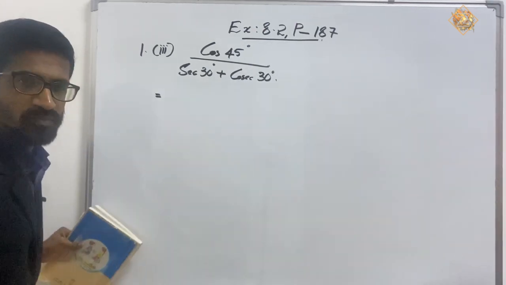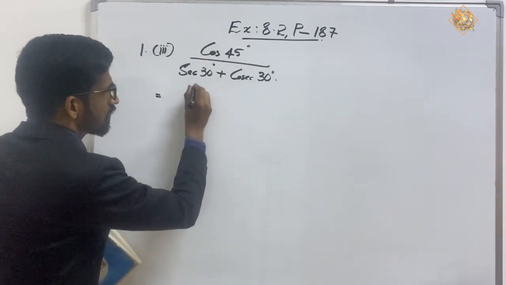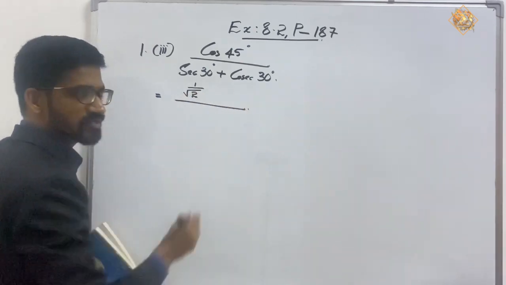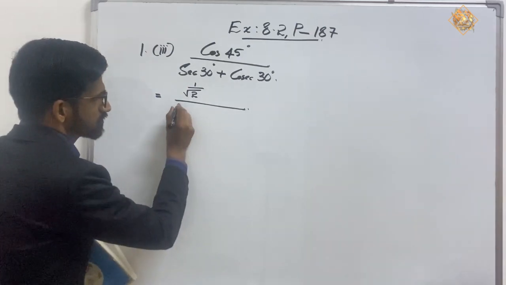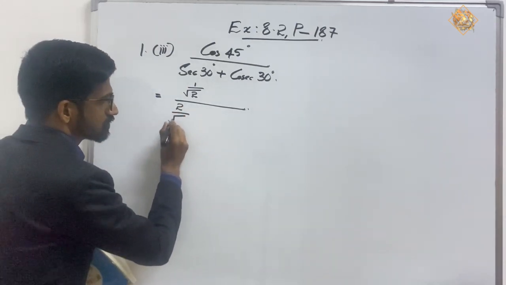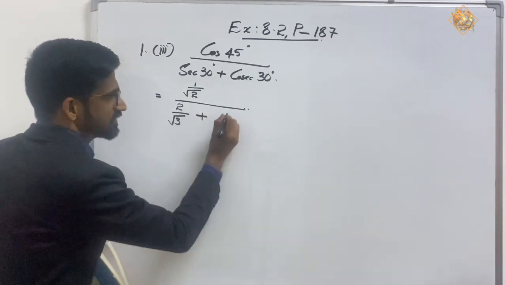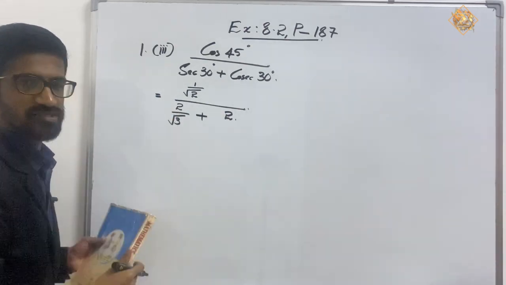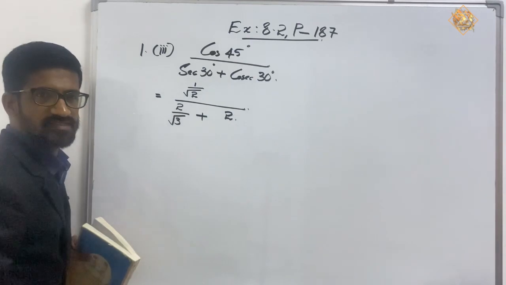With the help of the trigonometric ratio table, we can find cos 45, that is 1 by root 2. Okay students, sec 30, it is what? 2 by root 3. Okay, cosec 30, that is 2. Just substitute the values referring to the trigonometric ratios. Now we have to solve this.